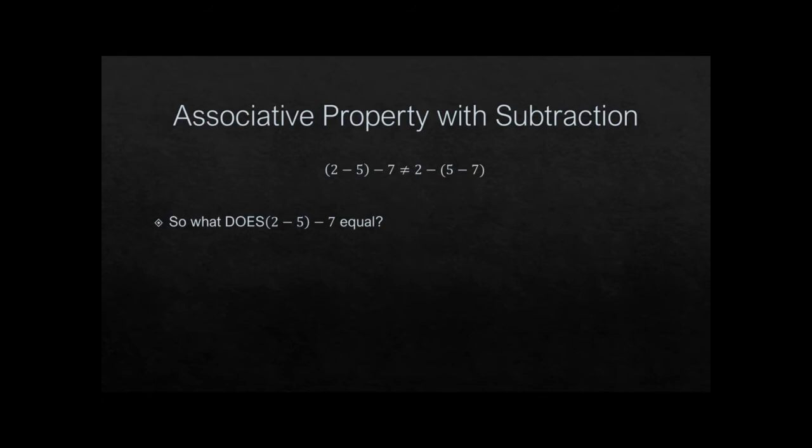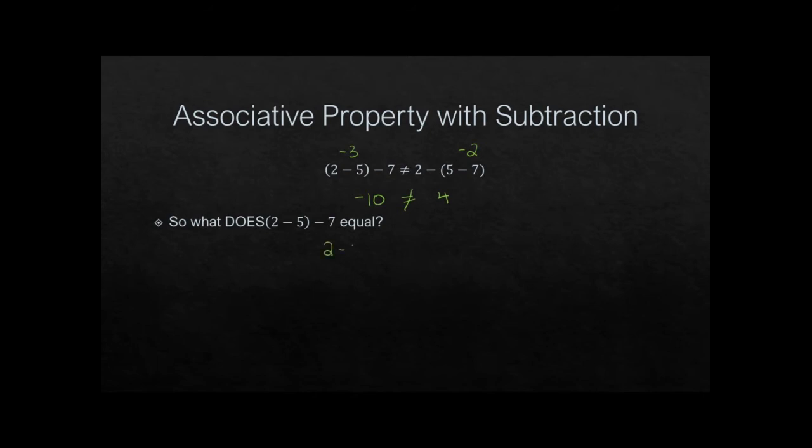So 2 minus 5, that's -3. So -3 minus 7, that's -10. Now, on the other hand, if I rearrange my parentheses, 5 minus 7 is -2. You would have 2 minus -2, which is 2 plus 2, and you get a 4. These are not the same thing. So if you have a series of things that are subtracted, you can't just subtract them in any order that you want, because you're not going to get the same answer. But if you understand how these rules work, you can rewrite it in a way that will allow you to do it in a different order.